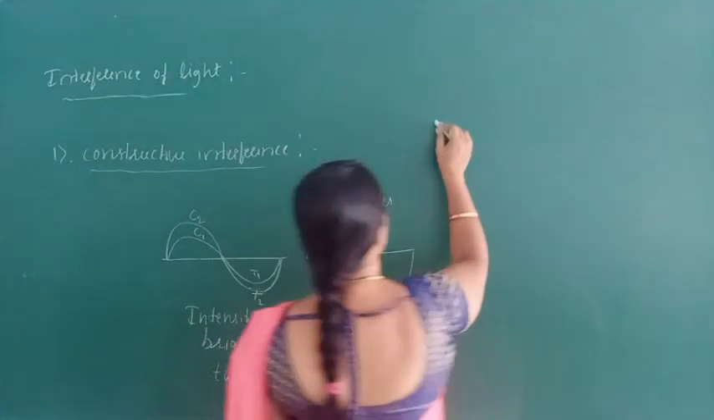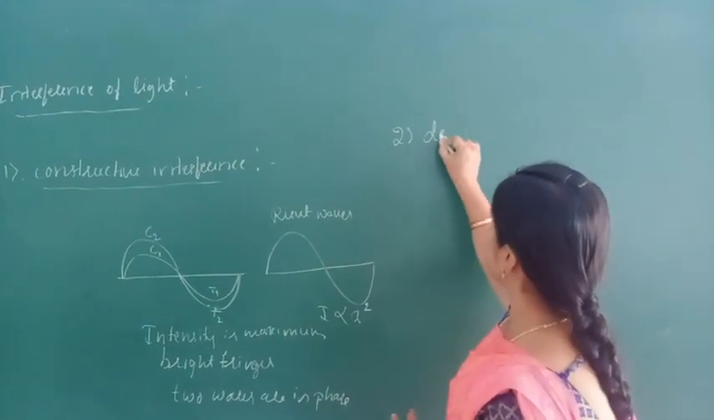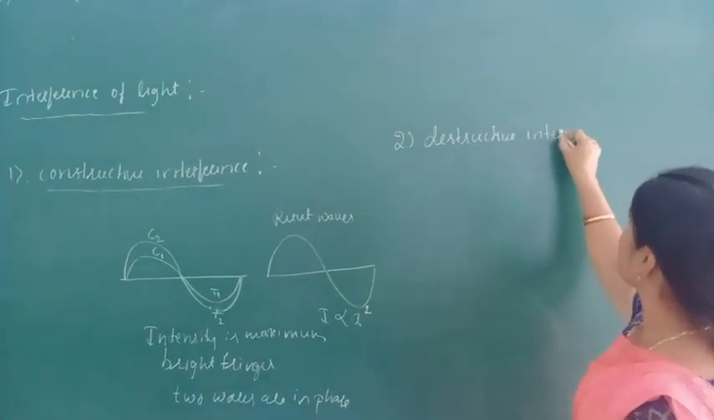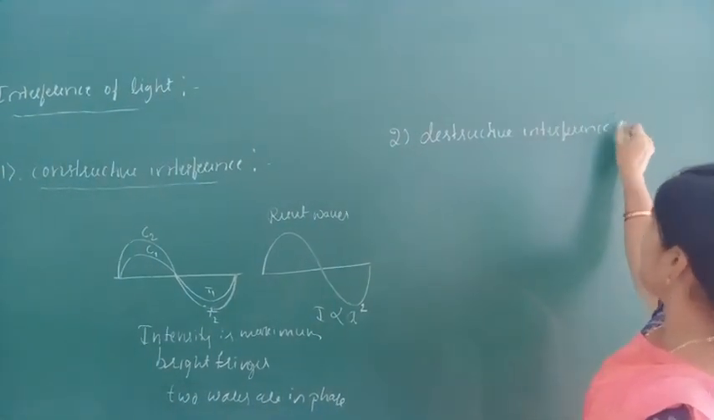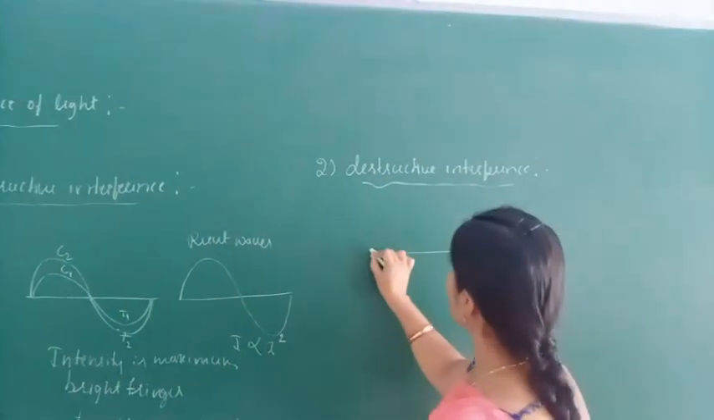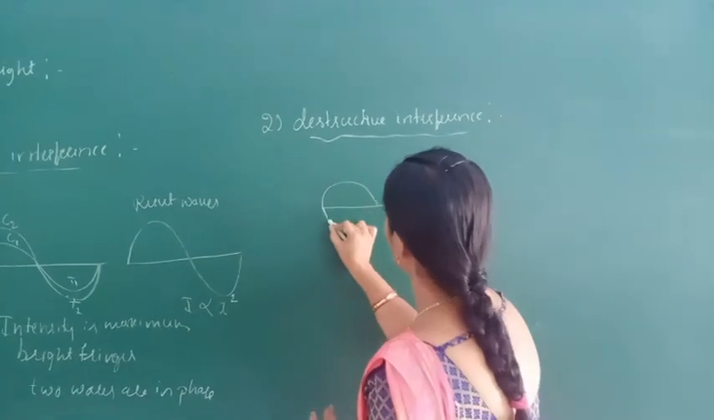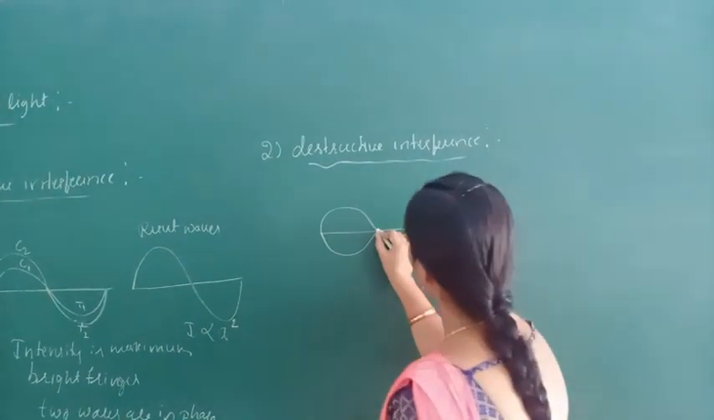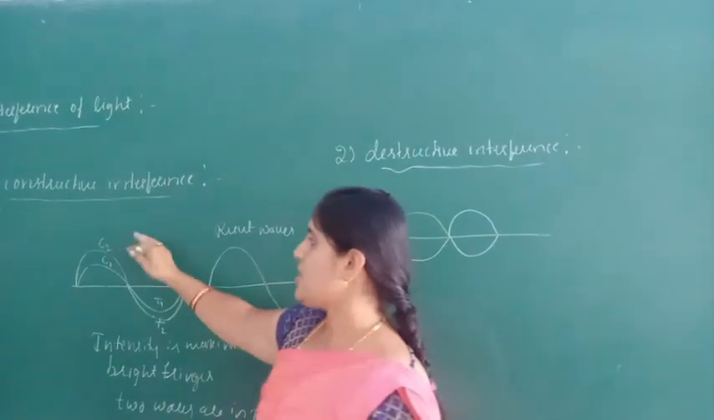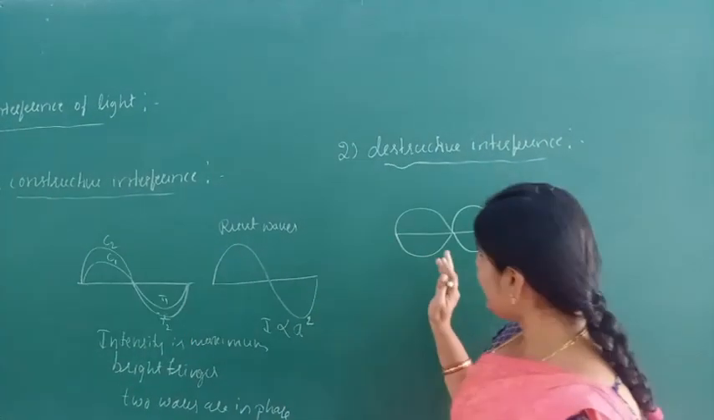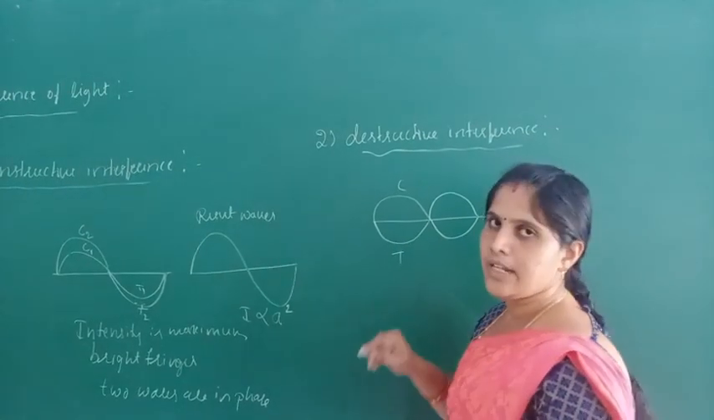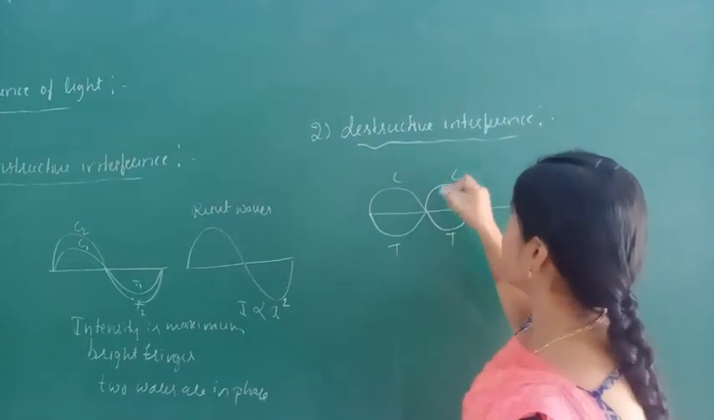Okay. The second type is destructive interference. In destructive interference, the crest of one wave falls on the trough of another wave, or the trough of one wave falls on the crest of another wave. In constructive interference, crest falls on crest and trough falls on trough. But in destructive interference, the crest of one wave falls on the trough of another wave, or the trough of one wave falls on the crest of another wave.